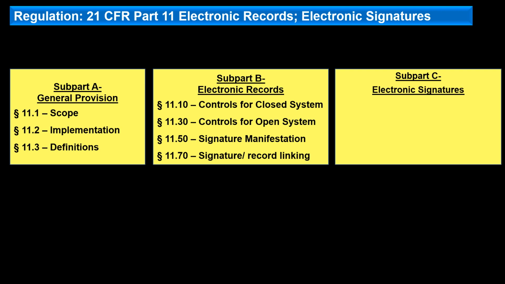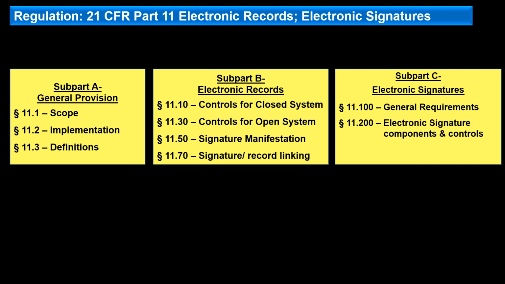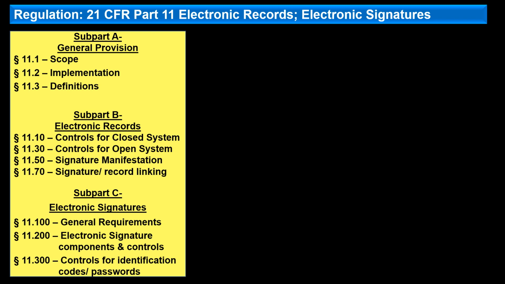The last subpart, that is subpart C, is for electronic signatures, where 11.100 gives the general requirements for electronic signatures, 11.200 gives the electronic signature components and controls, and 11.300 gives the controls for identification codes and passwords. So we'll look into each of the subparts and the requirements in detail. First, moving with the scope, that is 11.1.